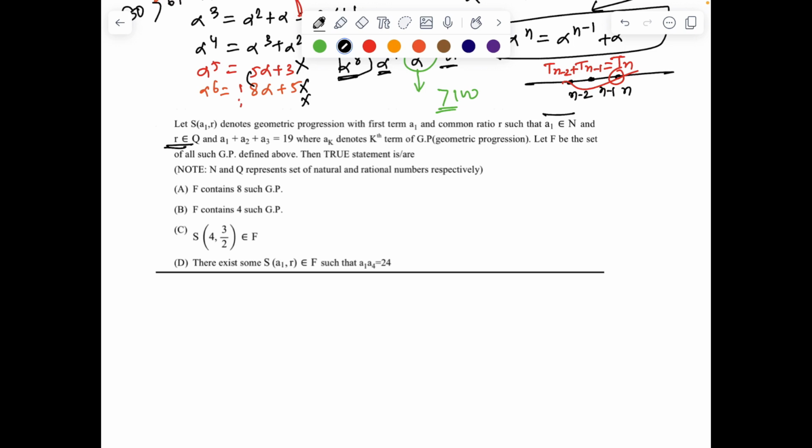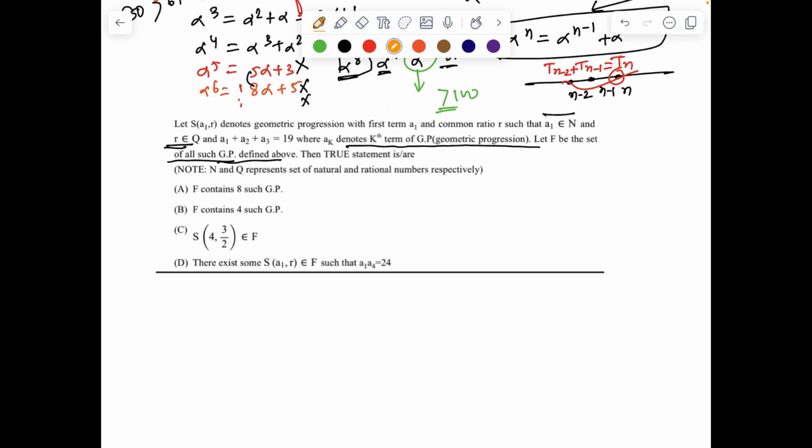Such that the sum of a1, a2, a3, what is a1, a2, a3? They denote the kth term of the geometric progression. F is the set of all such GPs defined above. So there can be infinitely many GPs whose sum of terms will be 19, such that the first term is a natural number. So that can certainly happen, right? And the common ratio is rational, defined above. Then the true statement is how many such GPs are there in the set, and option C.